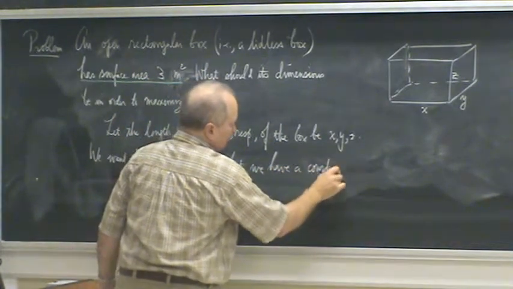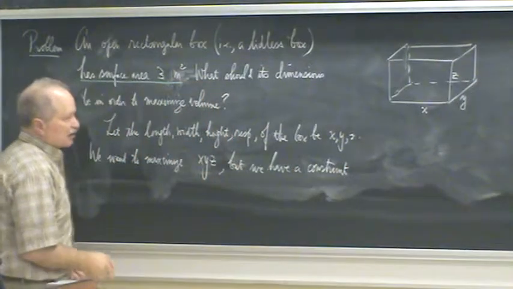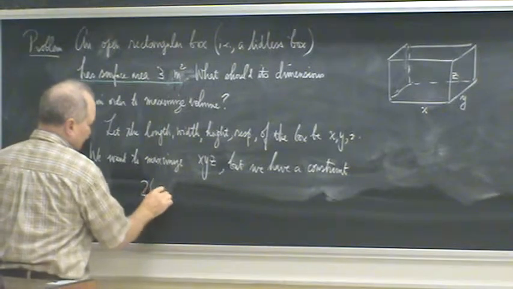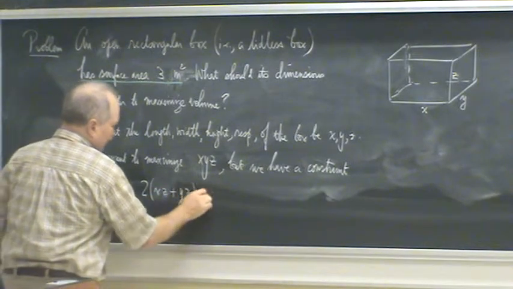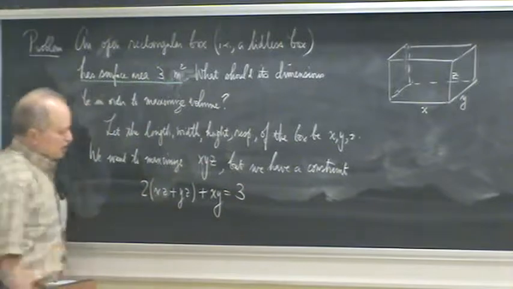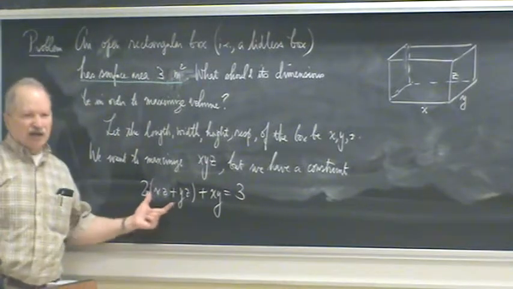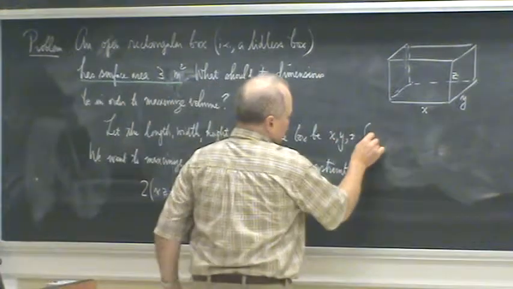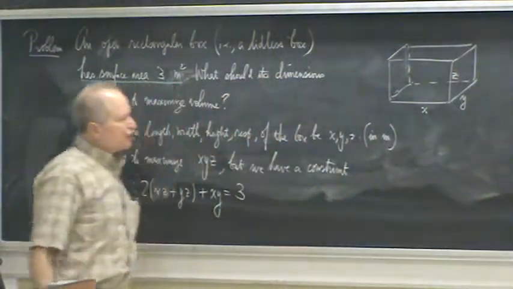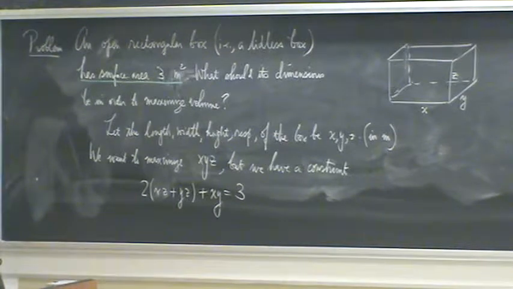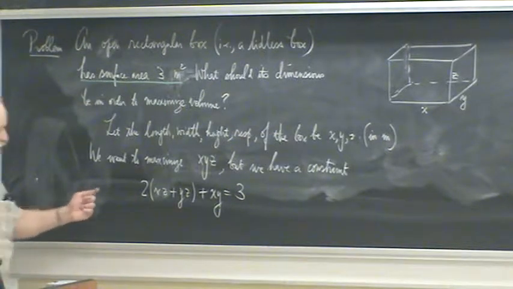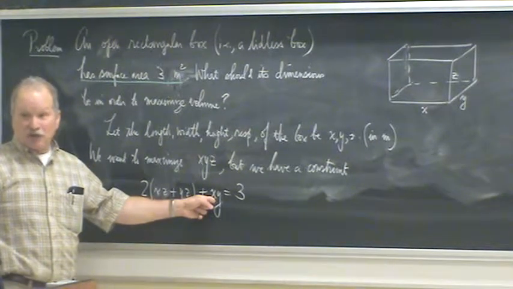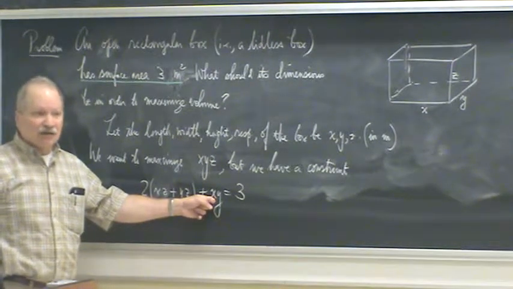What's the constraint? 2xz plus 2zy plus xy equals 3. Okay, so there's the condition that the surface area of your box is 3 square meters. So these are all measured in meters, thank you very much. If it were a closed box, I would just put a 2 here. It's not changing the nature of the algebra very interestingly.